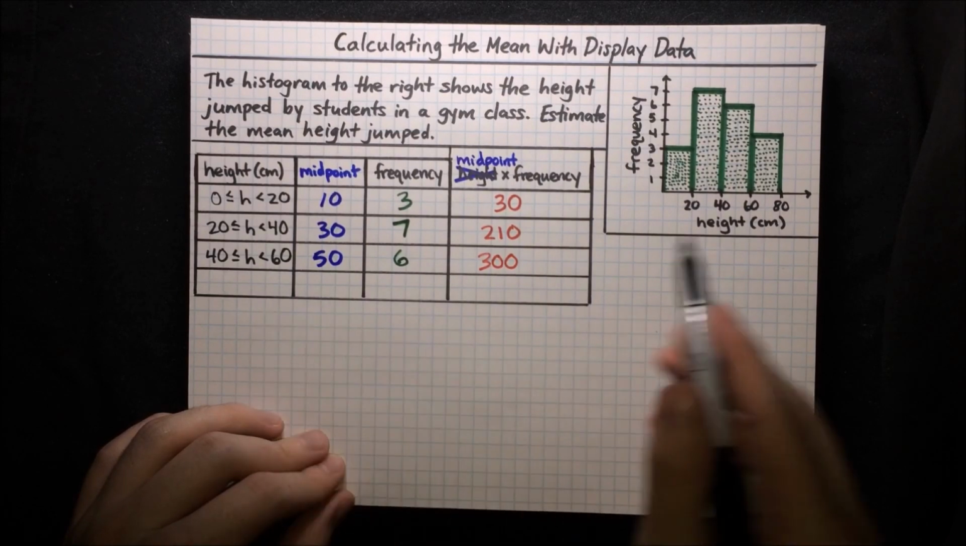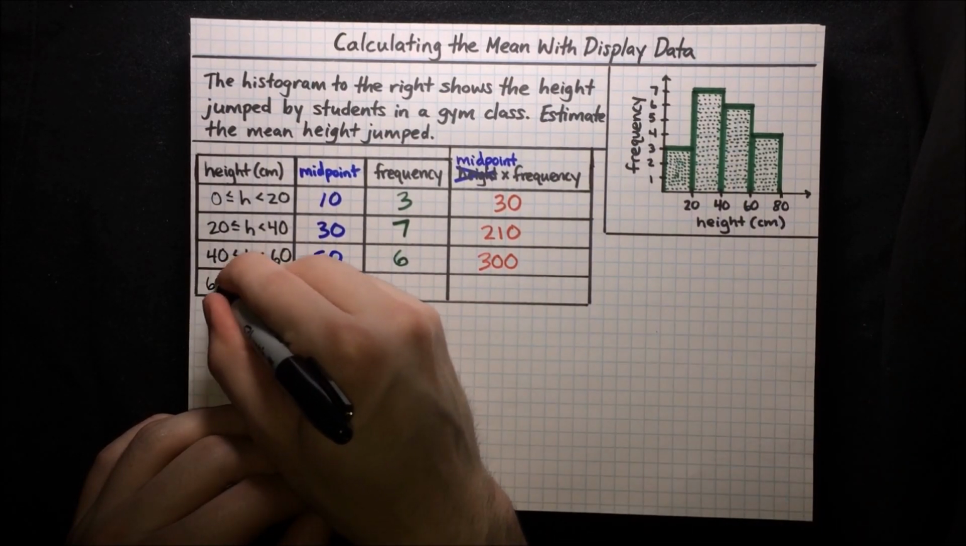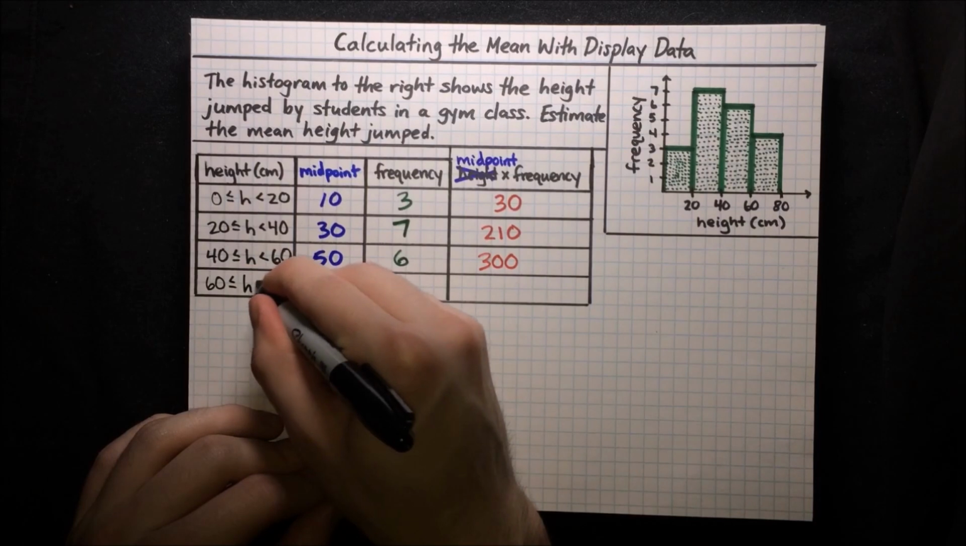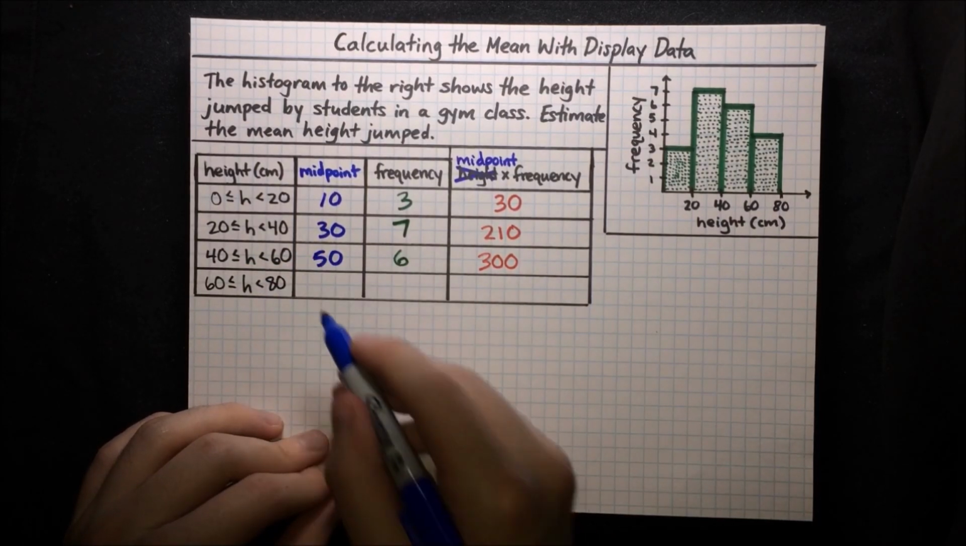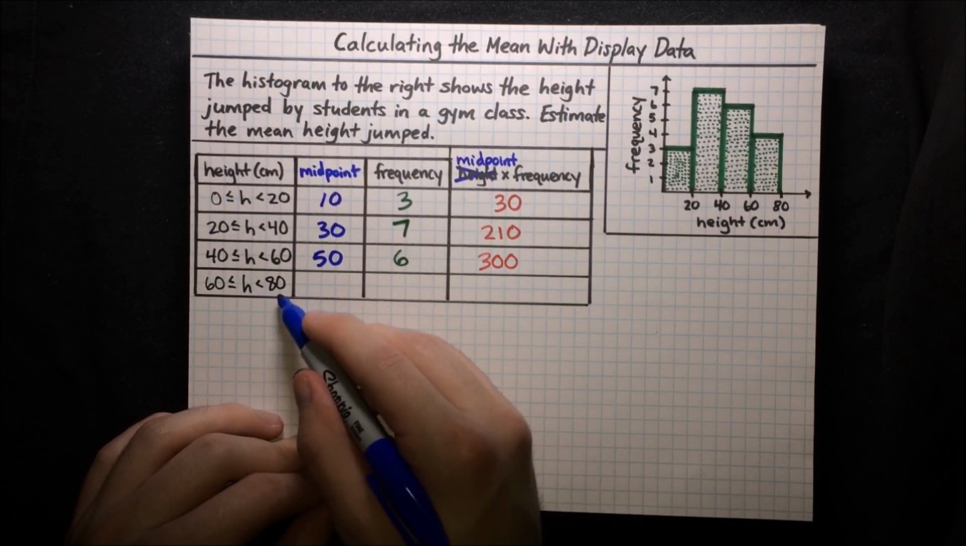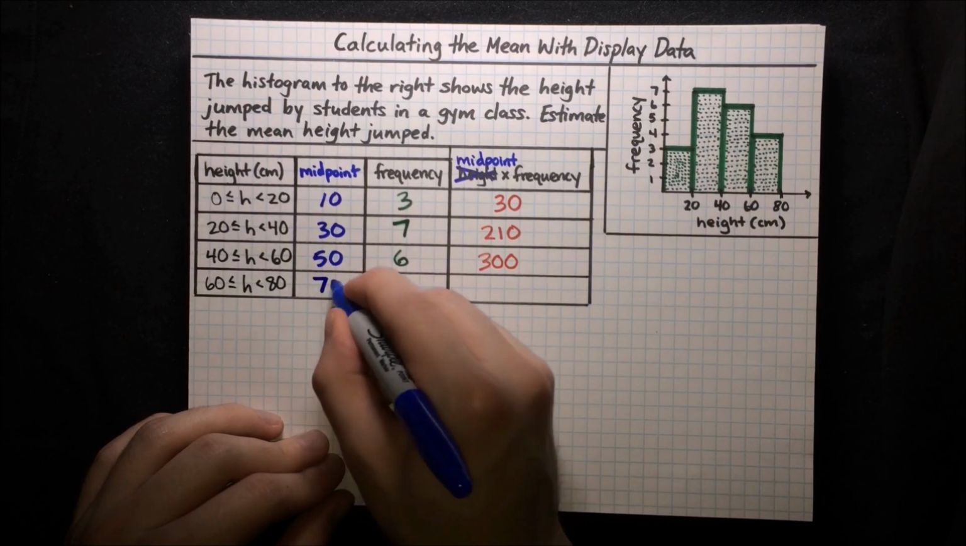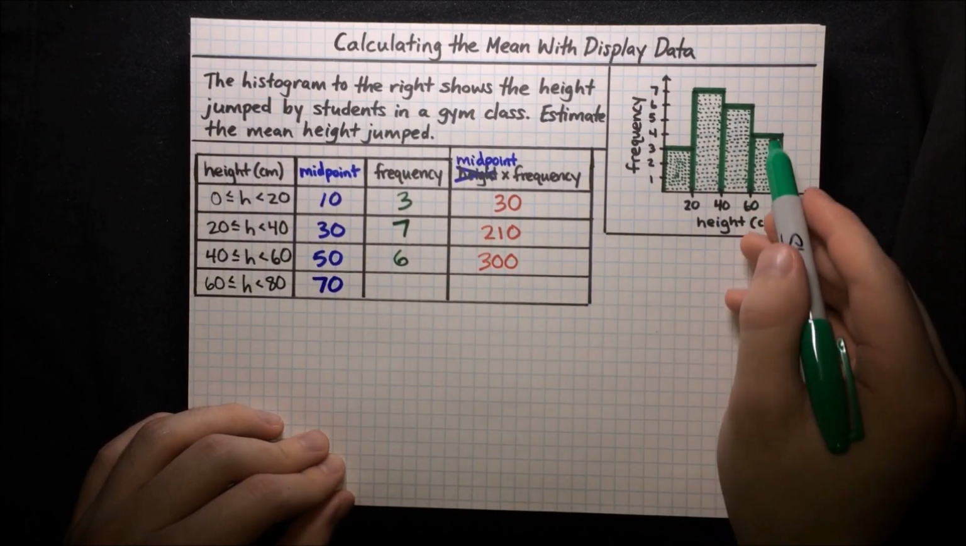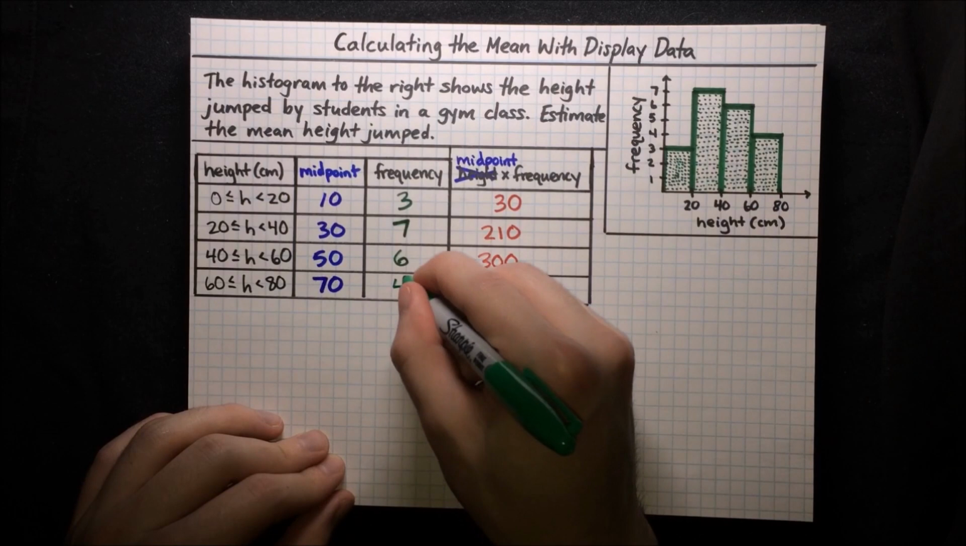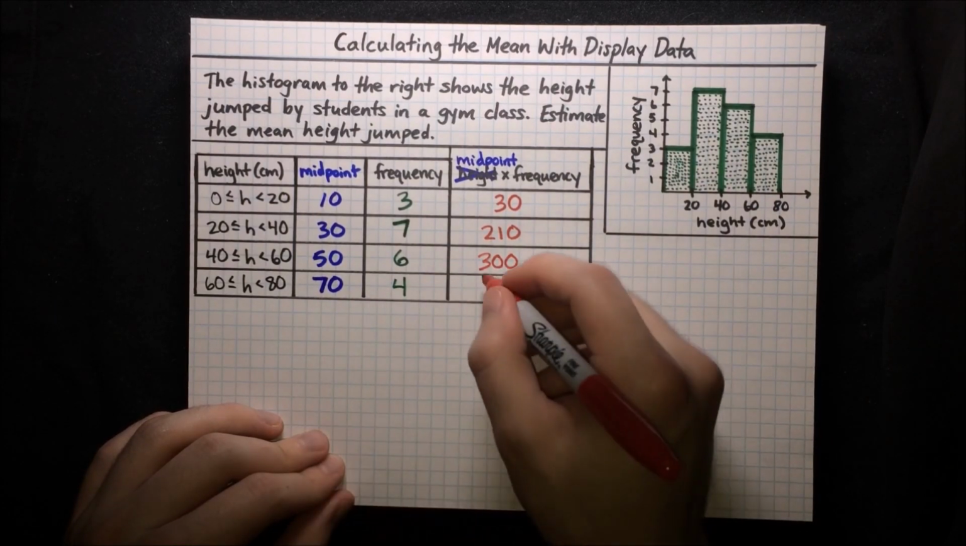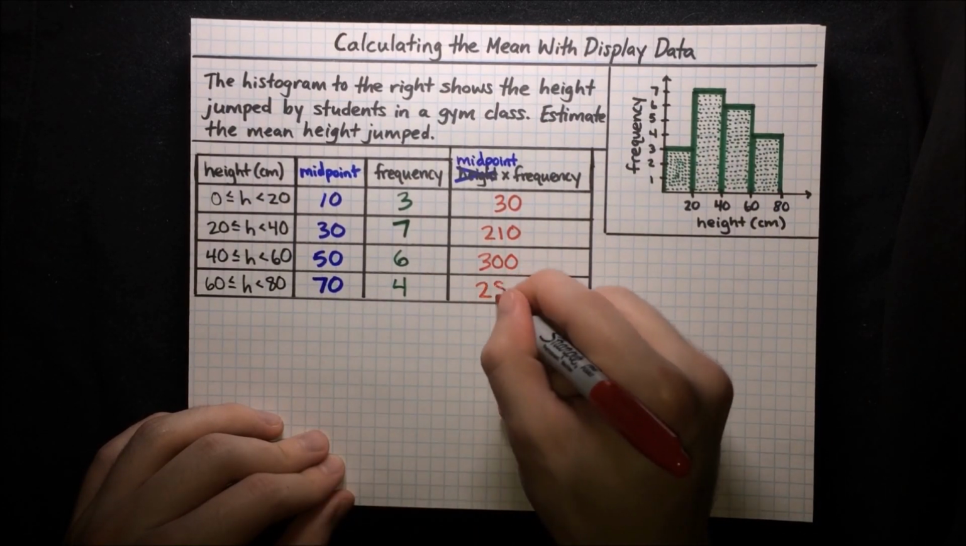Now the final rectangle, that goes height between 60 and 80. The midpoint is 60 plus 80 over 2, so 140 over 2, or just 70. Frequency, that's how tall the rectangle is, 4. Midpoint times frequency is 70 times 4, which is 280.